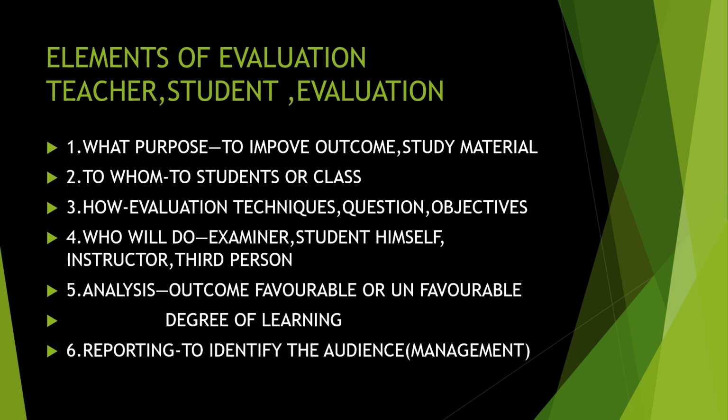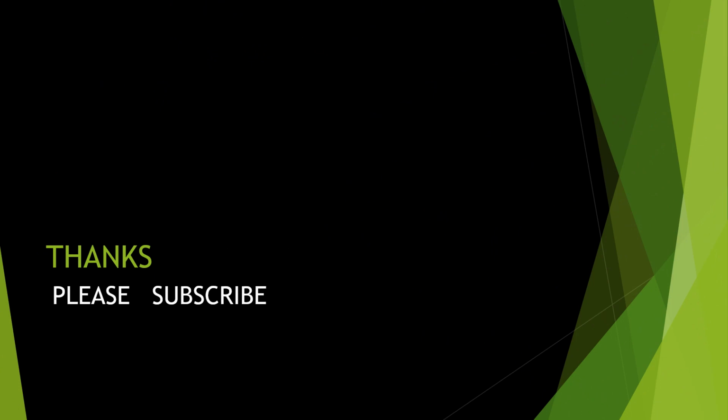Now reporting, the last element of the evaluation, is to identify the audience. If the teacher is doing it, she reports it to the HM, the principal, or whoever is at the top level of that institution, or to the management, and the principal gives the details to the management. So there is already a hierarchy. The person who does the evaluation makes it a clear-cut process, and after that shows it to the head of the institution. That is what usually happens in the evaluation process.